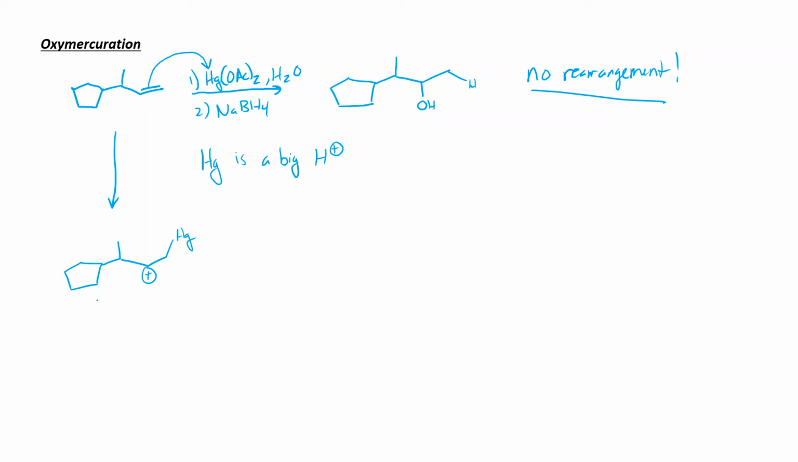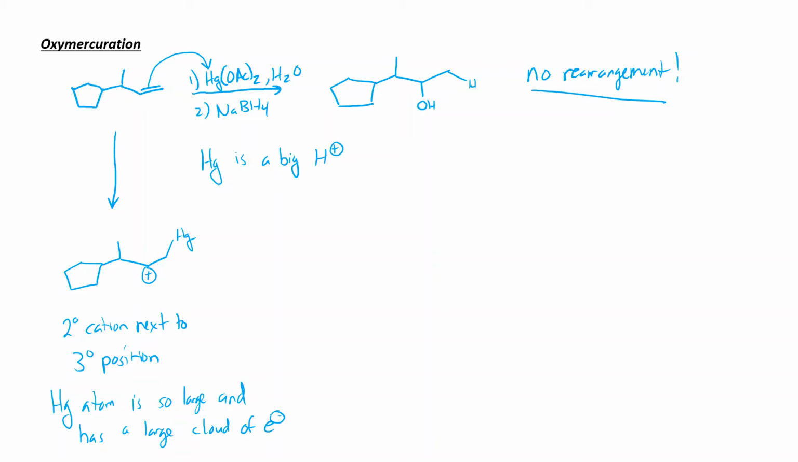And so this is a secondary cation next to a tertiary position. Normally we would say yes, this is going to rearrange, because the tertiary cation is more stable than the secondary cation, except that in this case, because we have mercury next door, the mercury atom is so large and has such a large cloud of electrons.